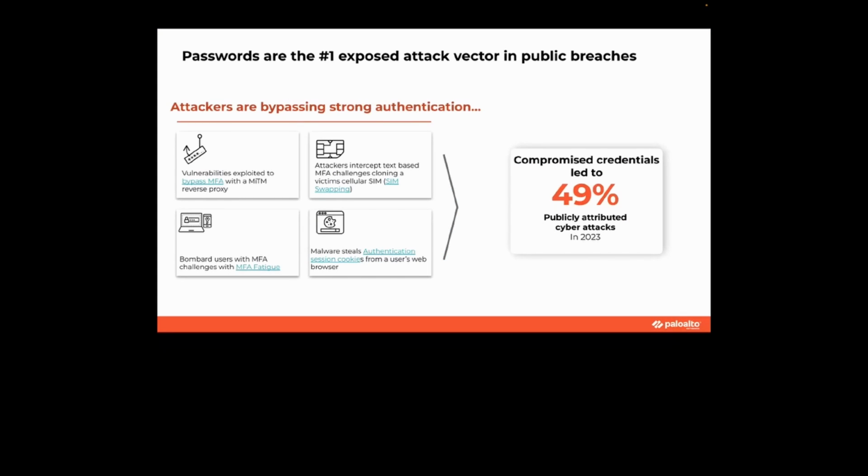Passwords are the number one exposed attack vector in public breaches. We've mentioned this a couple of times in this conversation. Compromised credentials lead to 49% of publicly attributed cyber attacks. Folks use these in multiple different ways. They bypass your strong authentication with vulnerabilities, with men-in-the-middle reverse proxies. They intercept text messages with the MFA challenges.